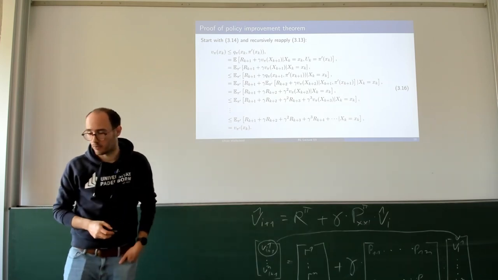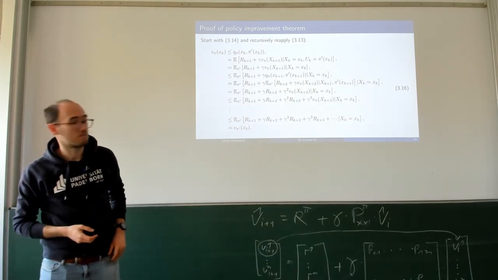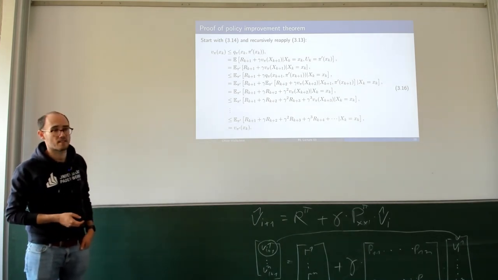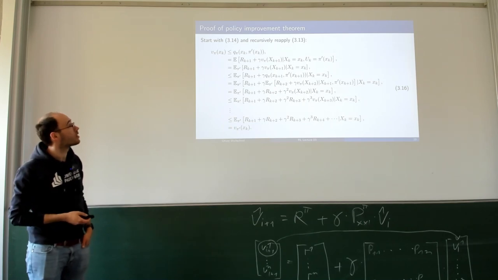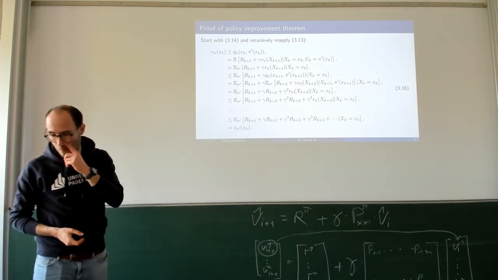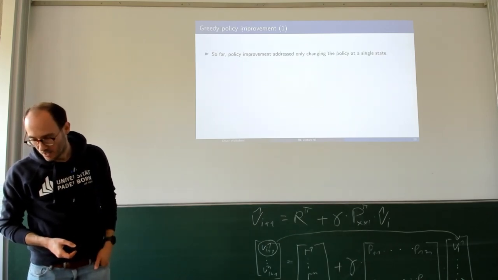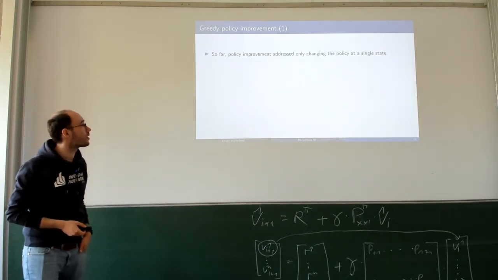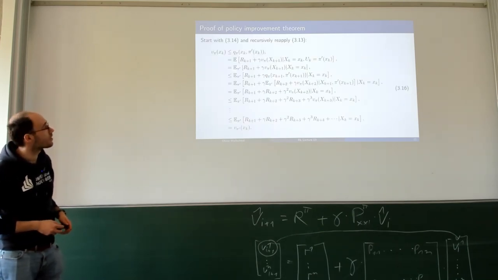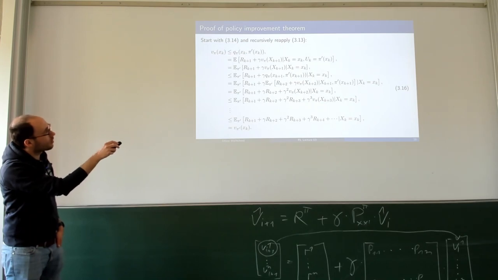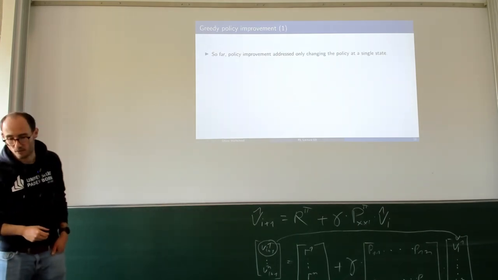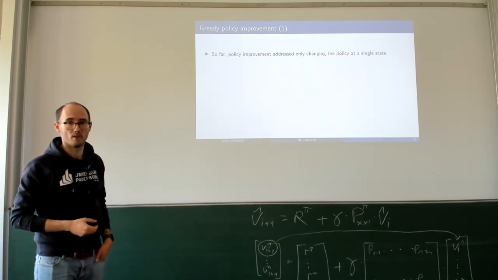So therefore, the policy improvement theorem can basically be proven by applying the MDP settings straight away and by recursively reapplying our known equations. However, what we have done so far is apply the policy improvement theorem only for a single state. If I go back, this inequality is set for a single starting state. But of course, we want to do this not only for a single starting state, but for all states.